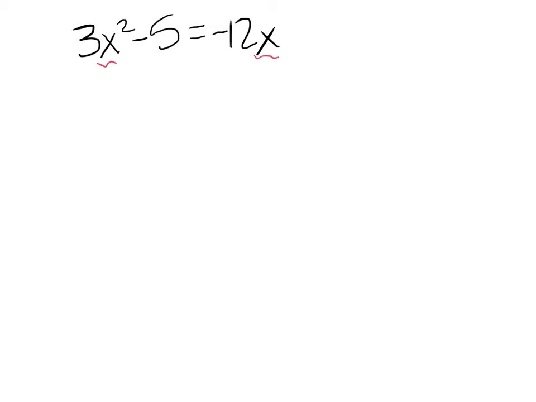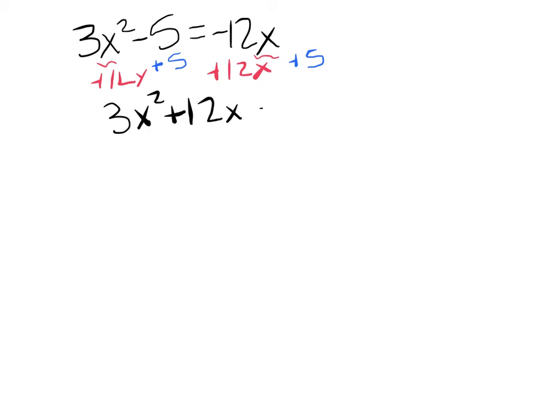side of the equation. To do that, I'm going to add 12x to both sides, and I'm going to add 5 to both sides. So I end up with the equation 3x squared plus 12x equals 5. These guys canceled, and I added those to both sides.